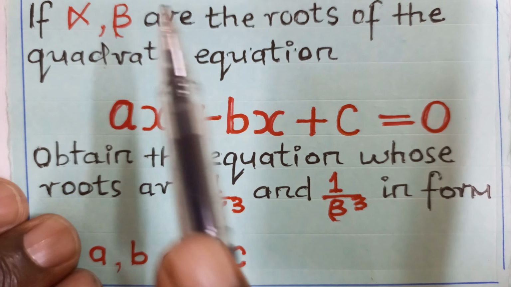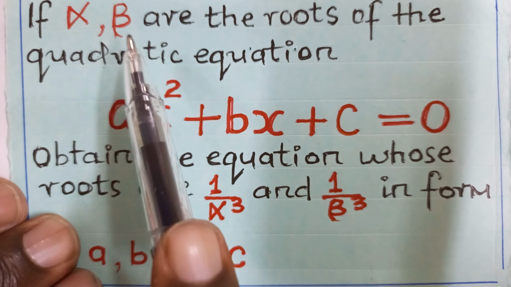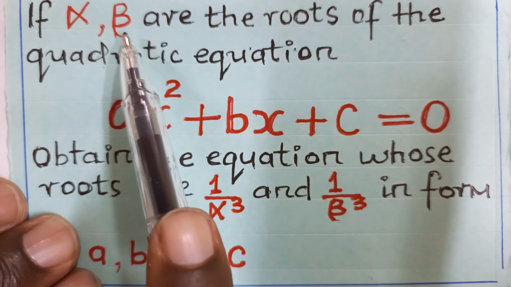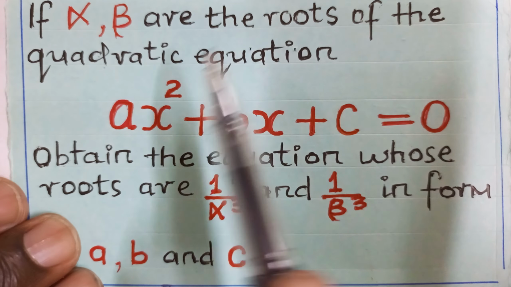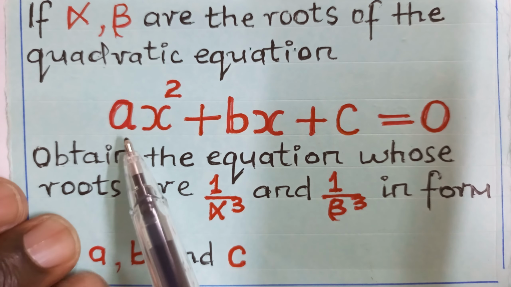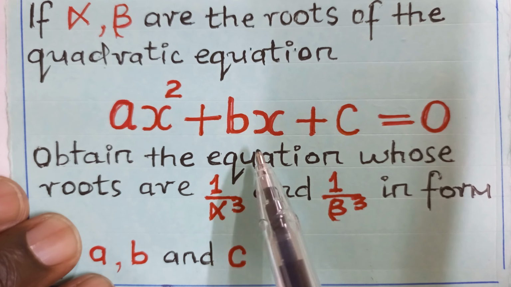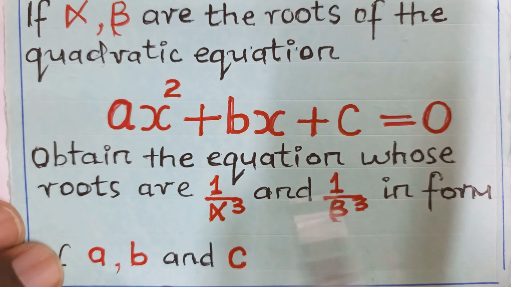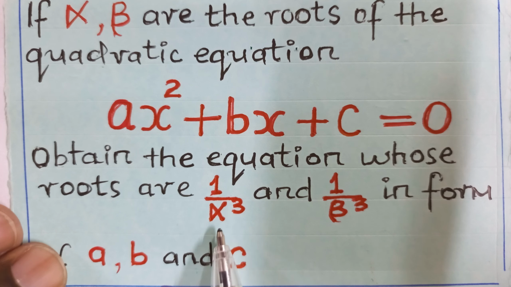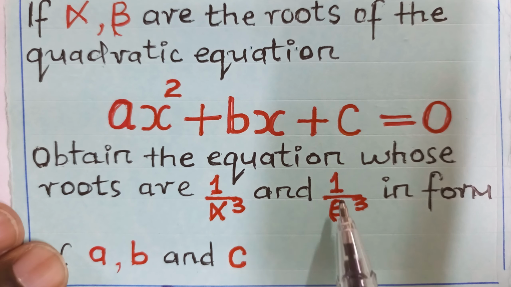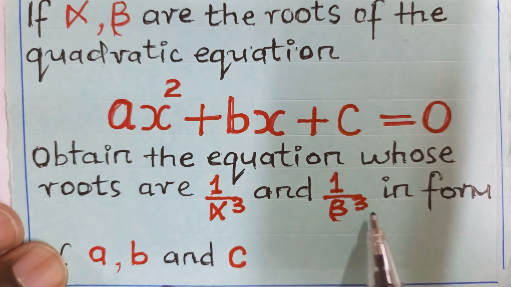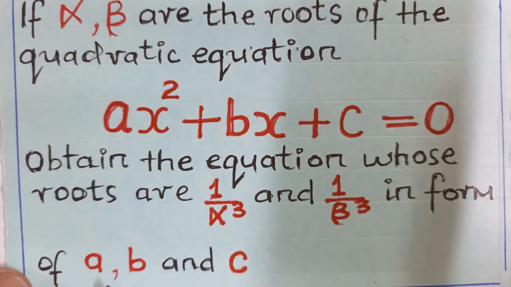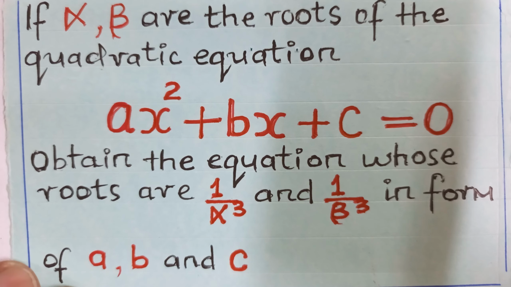I read the question first. If alpha, beta are the roots of the quadratic equation ax squared plus bx plus c equals 0, obtain the equation whose roots are 1 over alpha cubed, that is alpha raised to 3, and 1 over beta raised to 3, in terms of a, b, and c.